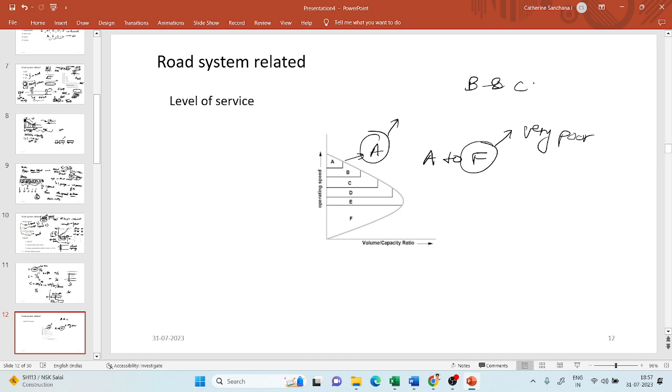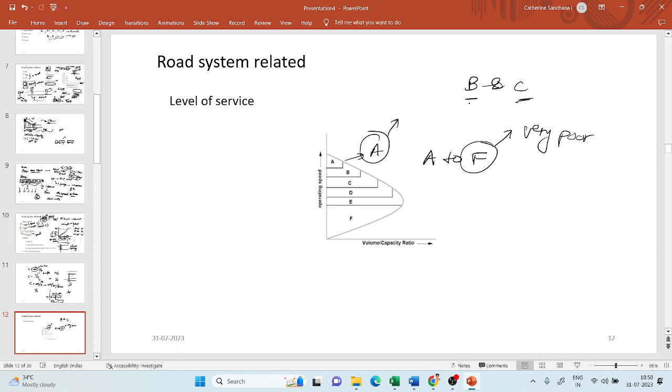A will make it more costly, and below C, D is also acceptable, but E and F will reduce the performance of the pavement, will reduce the performance of the highway. Okay, so mostly we design the pavement for B and C level of service.